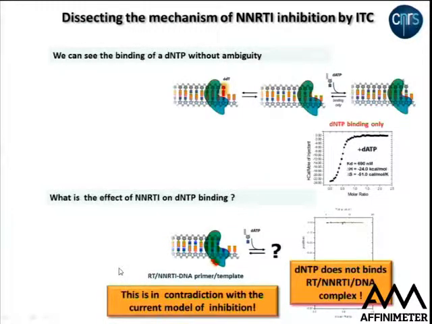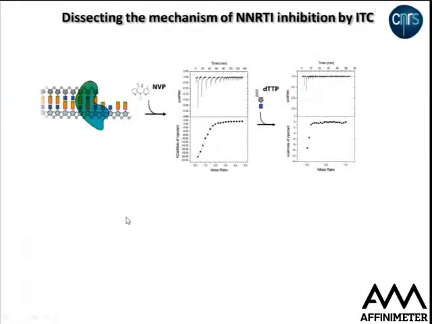So based on these results, we decided to completely reinvestigate the model of inhibition. We started by looking at the binding of the inhibitor, in this case nevirapine, to a pre-incubated protein-DNA complex. And we have this kind of binding curve, so it binds. The affinity is not very high, but it binds. And now what about the activity of the protein after binding the inhibitor? In an incremental ITC experiment, we add the next incoming nucleotide, the TTP, and we see this.